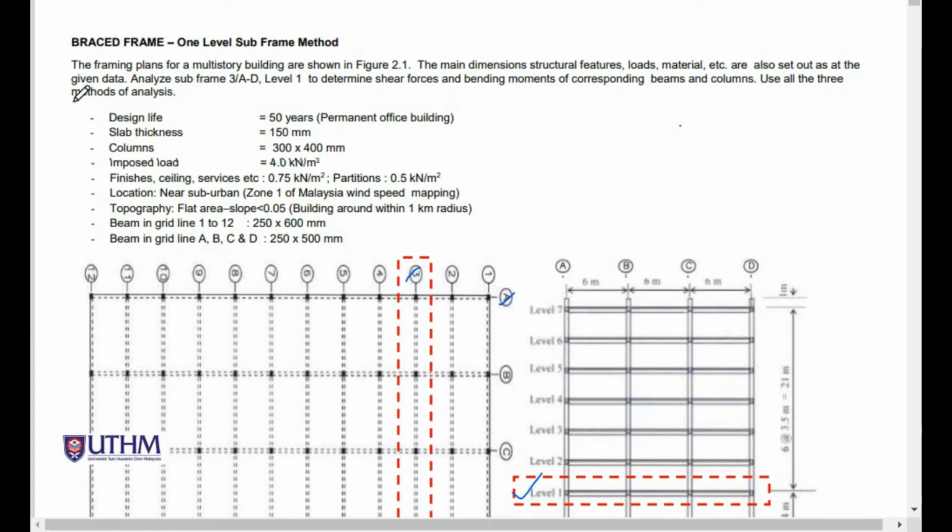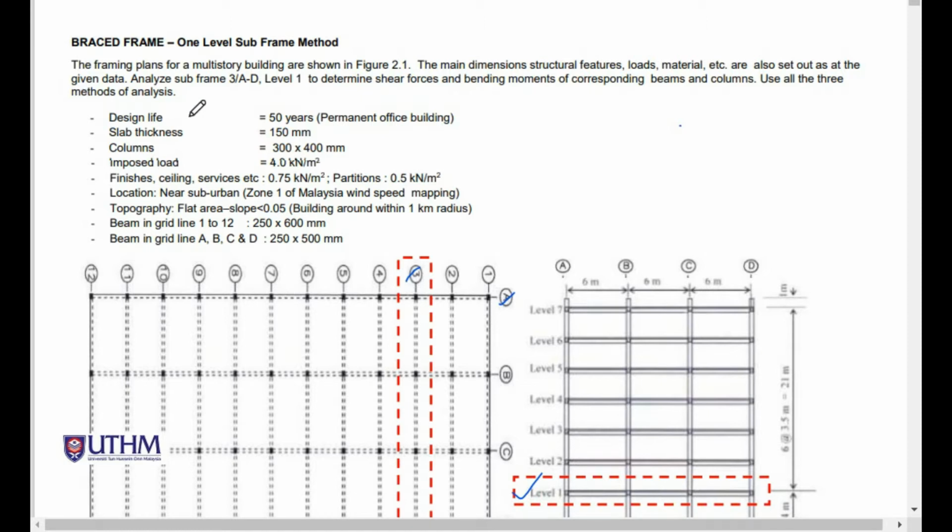First is the one level subframe. Second is the 2.3 subframe. And the third method is the 1.3 subframe. The one level subframe method is quite complicated compared to the 2.3 subframe. The 2.3 subframe is the alternative method to the one level subframe.